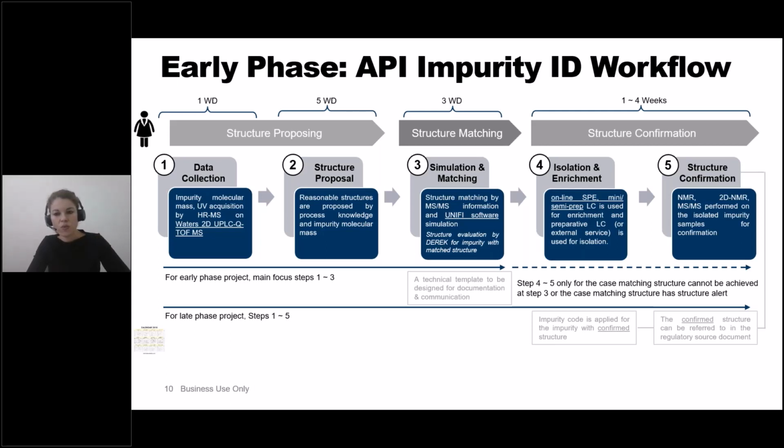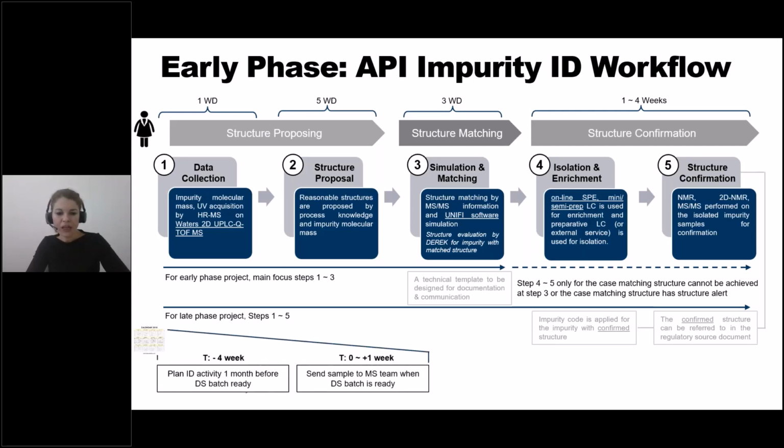And for the activities 1 to 5, I would say that for most projects, this is for more later phase, or when we don't have a confirmed structure. This for most projects takes actually a week, but sometimes we would actually need more time if very low levels of impurities are present, like below 0.05 in the matrix. So this is a little bit what I was saying.